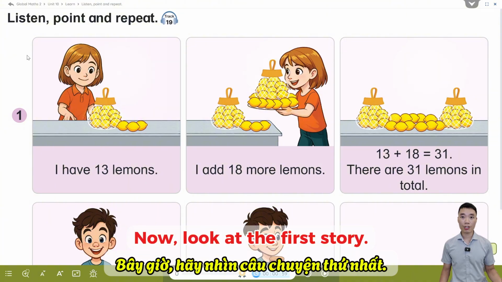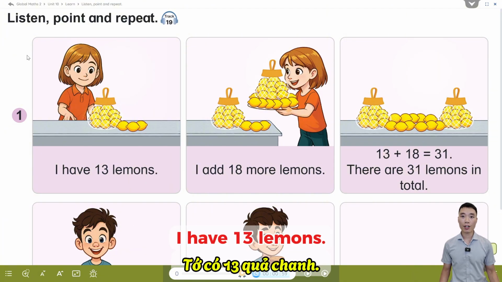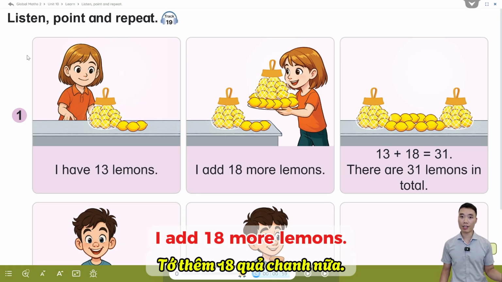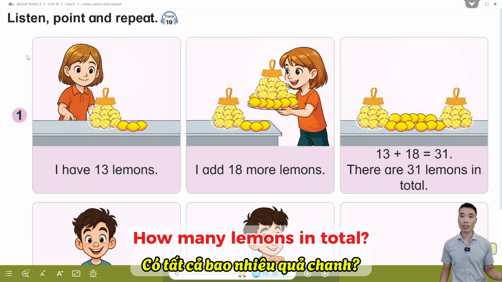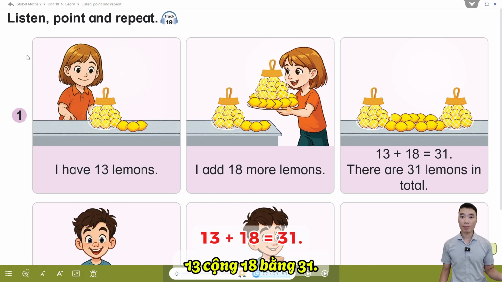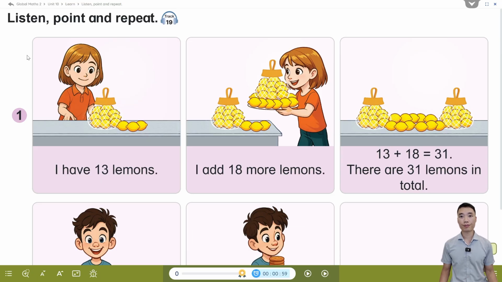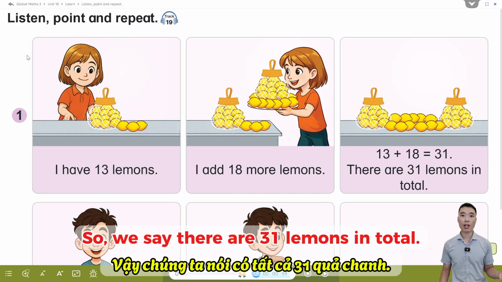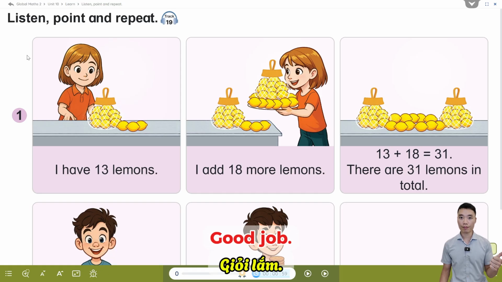Now look at the first story. I have 13 lemons. I add 18 more lemons. How many lemons in total? We add. 13 plus 18 equals 31. So we say there are 31 lemons in total. Good job.